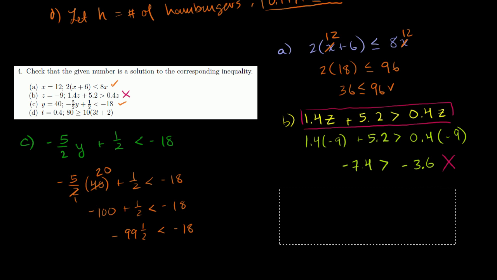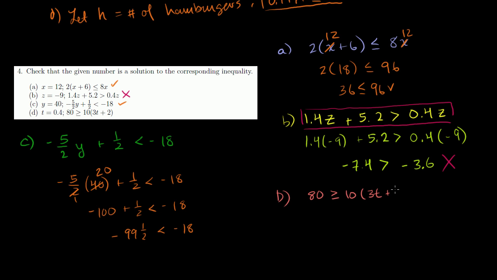Part D. They're saying 80 is greater than or equal to 10 times 3t plus 2, and they're claiming that t is equal to 0.4 as a solution.